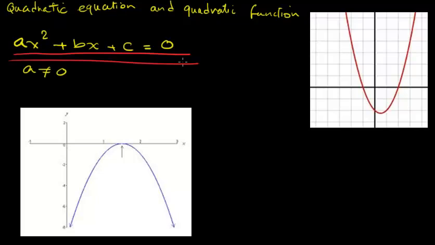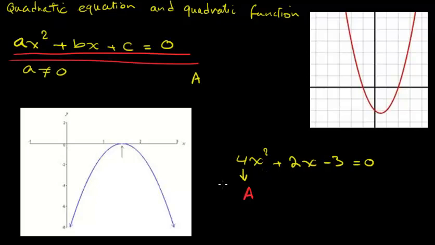Now, the formula has 3 letters, a, b, and c. a is always the number in front of the squared term. So, for instance, let's say we have 4x to the second power, or 4x squared, plus 2x minus 3 equals 0. So this one is a, and it's always written in front of our x squared.